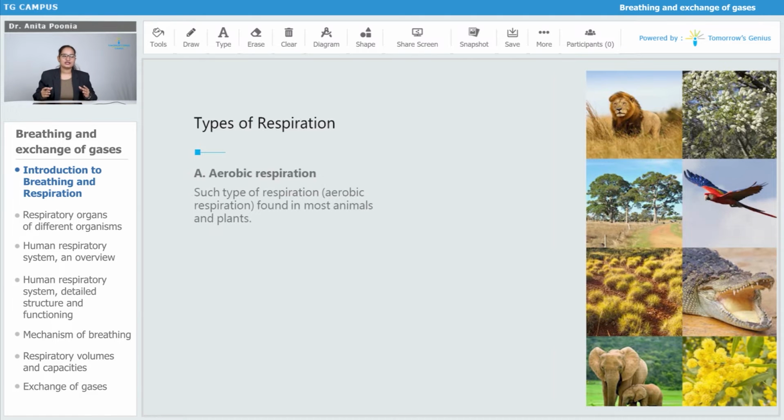Aerobic respiration basically is found in most animals and plants. So you can see a lot of animals here. All these animals and plants show aerobic respiration.